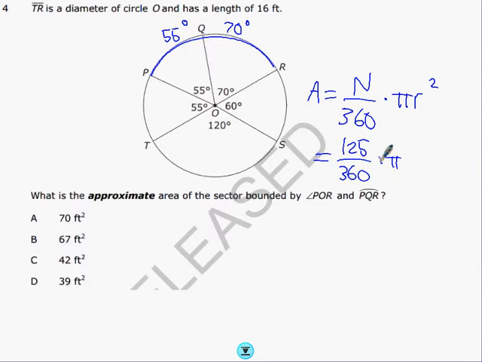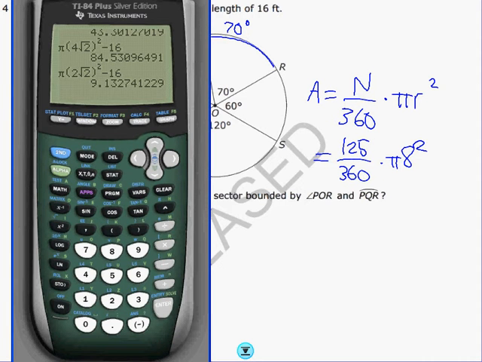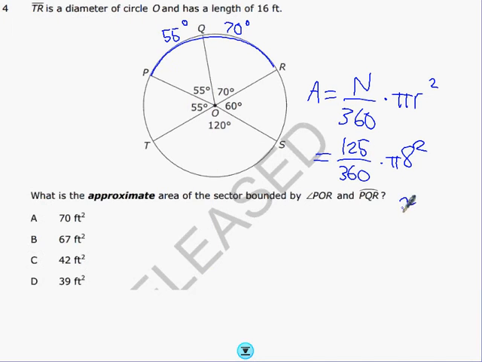And TR is the diameter. It's 16. The radius is 8, squared. Again, to the calculator, 125 divided by 360 times pi r squared. Okay, about 69.8.